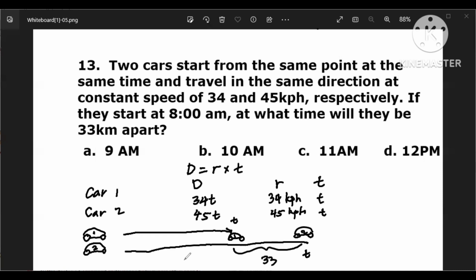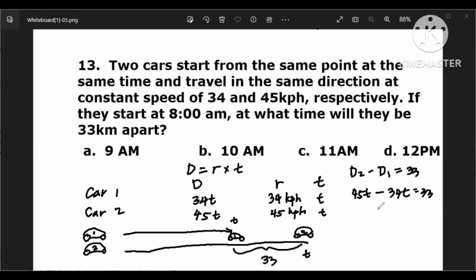To set up the equation, the distance covered by 2, D2, pag sinubtract nyo yung D1, that would be equal to 33, right? Kasi ito yung distance na na-cover ni D2. Tapos ito yung distance na na-cover ni D1. So pag sinubtract mo yan, that is equal to 33. And that's how we set up the equation, no? So D2 is 45T and D1 is 34T. That is equal to 33.